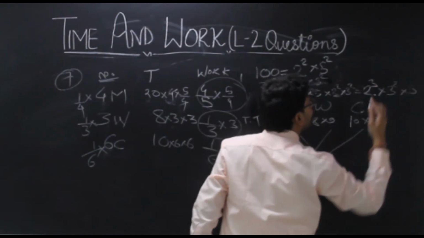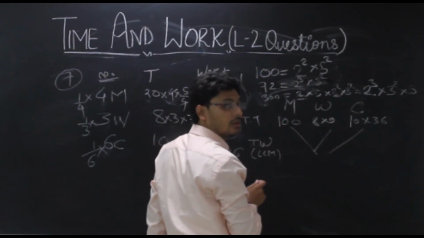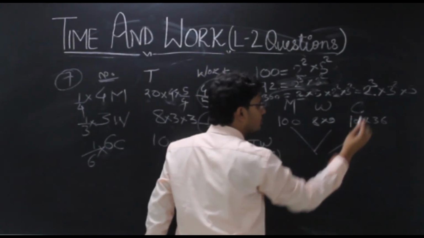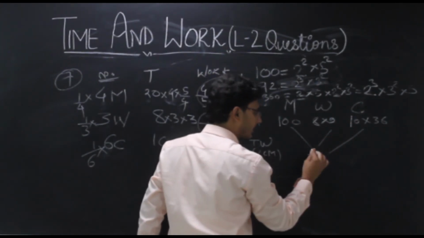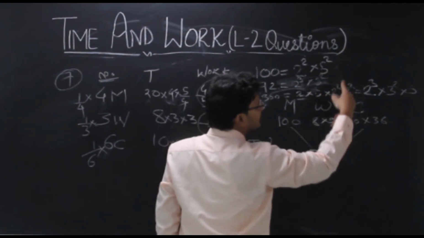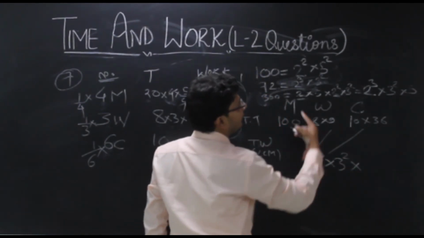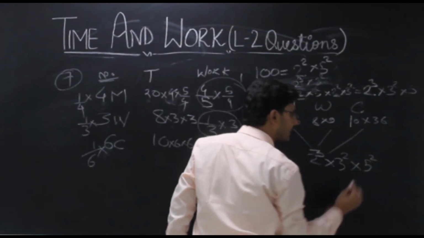Into 5. For LCM what do I take? For LCM I always take the maximum power of all of these. So for 2 the maximum power is 2 square, this is 2 cube, this is 2 cube. So for 2 the power will be 2 to the power 3. What is the highest power of 3? This is 3 square, there is no 3, this is 3 square. So this is 3 square. Same way, what is the highest power of 5? This is 5 square, there is no 5, this is 5. This is 5 square. So the LCM I get is this much.